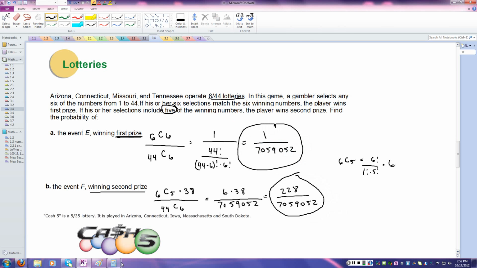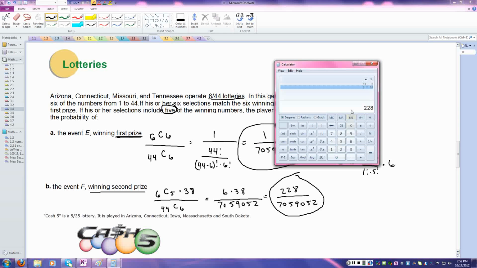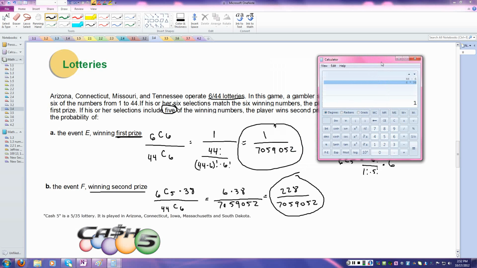Now if you plug this in your calculator, and if you give it to yourself in a decimal, right, 1 divided by 7,059,052, you can see that it's E to the negative 7.